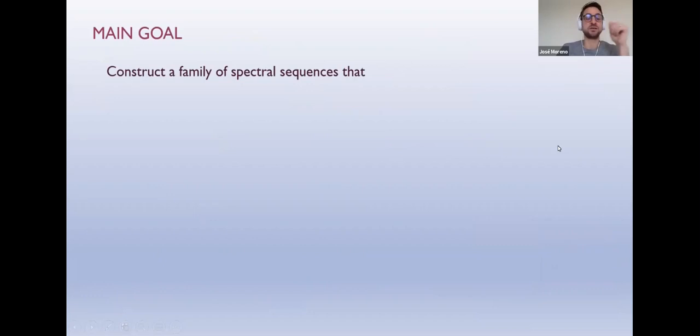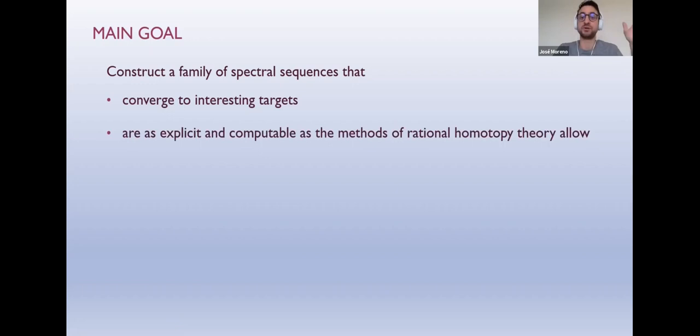What we do is construct a family of spectral sequences that have interesting targets, especially in algebraic topology. Everything is over a field of characteristic zero in this talk. Some of the things generalize, but let's stick to that. If we do so, we can relate our spectral sequences to minimal models of rational homotopy theory and so on. These spectral sequences turn out to be quite explicit and computable as far as the methods of rational homotopy allow you to, which in practice might be slightly less.